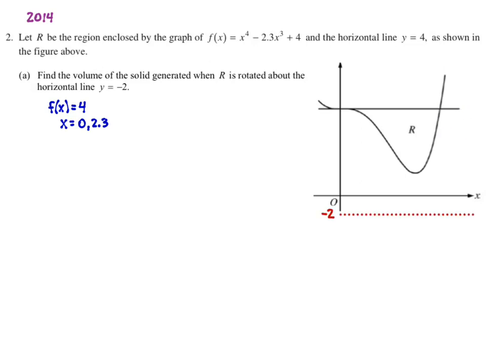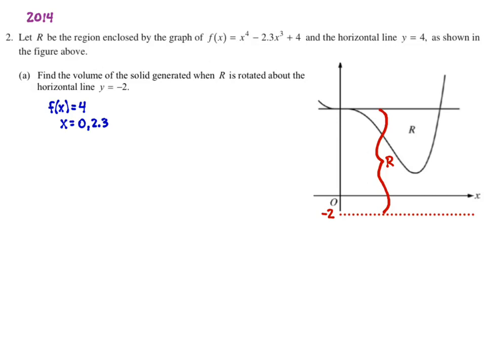And then we are revolving around the line y equals -2. Notice y equals -2 is down below the x-axis. Remember, in order to find the volume of a solid when you're rotating, you either have the disk method or the washer method here. In this case, you can imagine as this region R is revolved around the axis, there's going to be a hole, a gap inside of it. So therefore this is going to be the washer method.